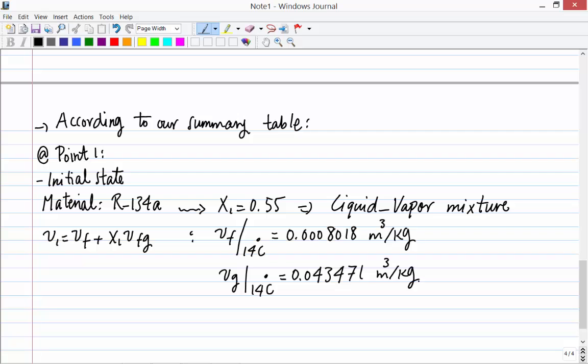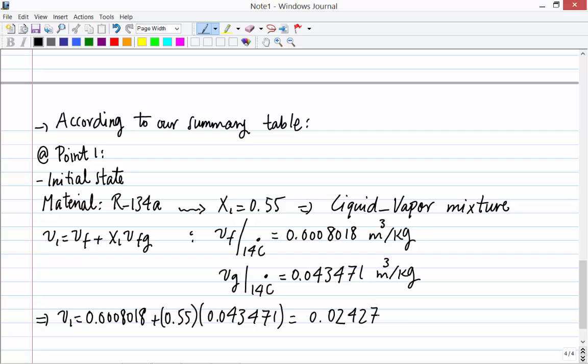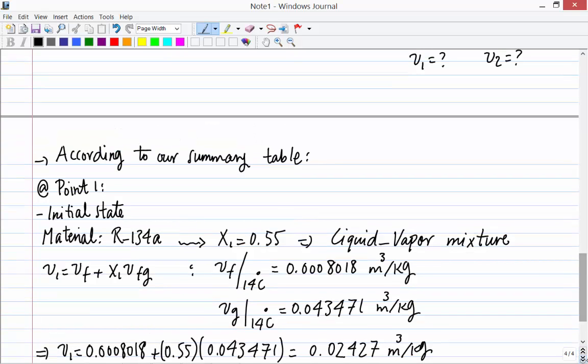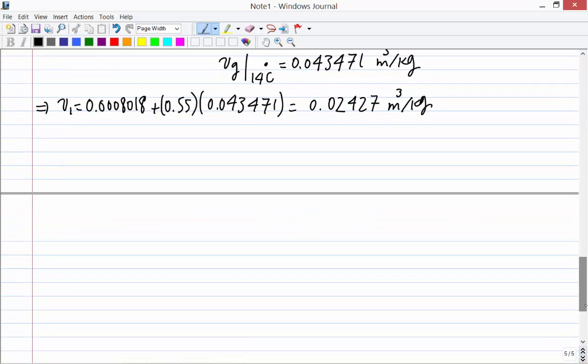Same unit. Just plug it in, put it in that equation here. Therefore, little v1 is 0.02427 meters cubed per kilogram. Now let's solve for v2 at point 2.